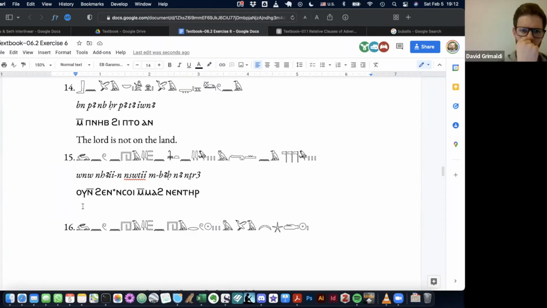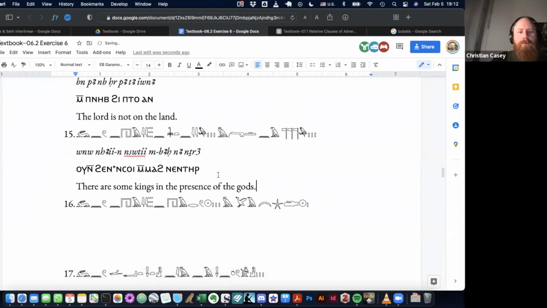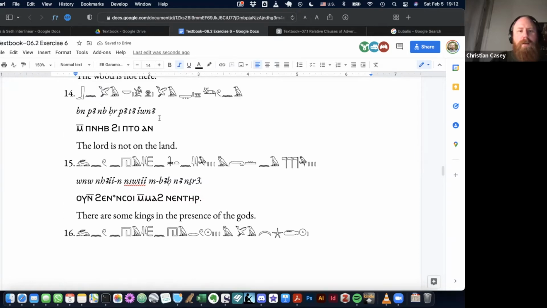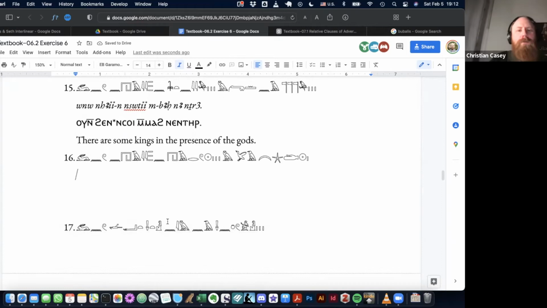Okay, and this I would translate as there are some kings in the presence of the gods. Yeah, very good. I'm going to make it a thing to put periods on all the complete sentences, including in Coptic and transcription. I haven't been doing that this whole time, but that's a change I'm making, just FYI.